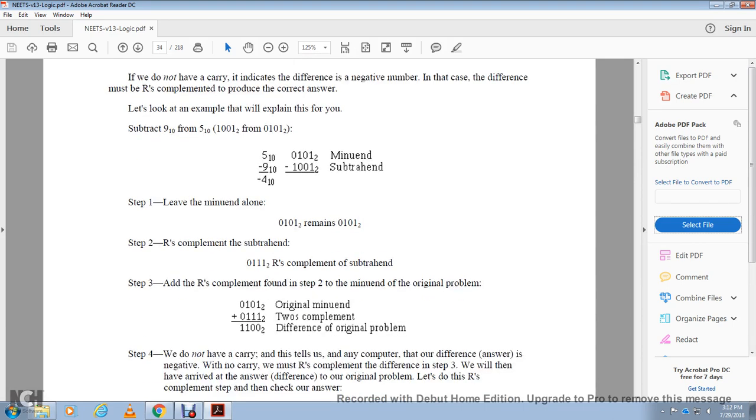The original minuend is 1 0 1 base 2. The two's complement of the result would be 0 1 1 1, which is 1 1 0.